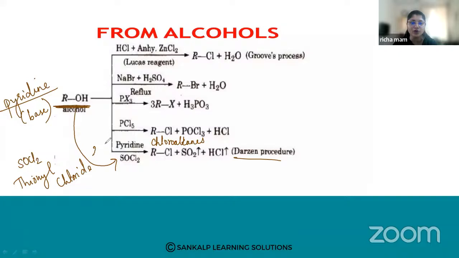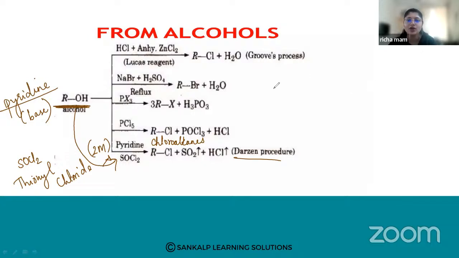Important for 2 marks. What is Darzan's process? Give an example. What you will write: chloroalkanes can be obtained by refluxing or treating the alcohols with thionyl chloride in the presence of pyridine, and this process is called Darzan's process.